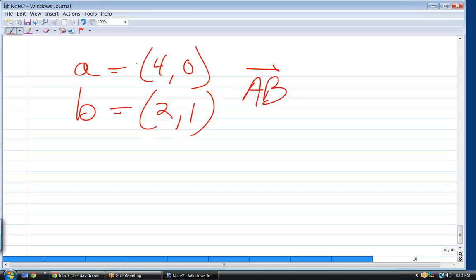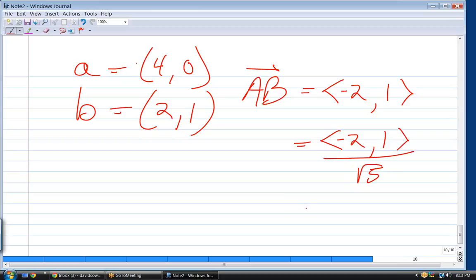Okay. So first of all, what is the vector AB? That'll be -2, 1. In other words, this vector is equivalent to this vector. This is starting at the origin, though. Okay, so what is the unit vector for AB? So that's -2, 1 over square root 5. Which is -2 over root 5, 1 over root 5.